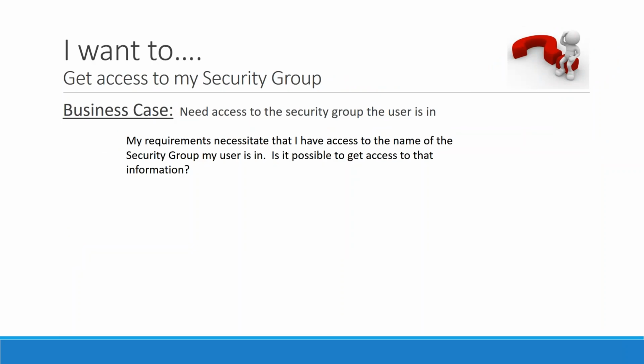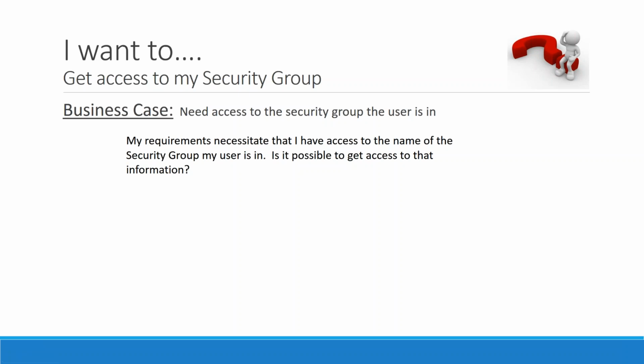So the next thing I have is that I want access to my security group. Cherwell does not store the security group in the user info object. And by the way, I'm not going to show this because I was setting this up right before. I will have this working so I can actually show it after, but I was setting this up directly before we got started here, so I didn't have time to finish this. So I need access to the user group, the security group that the user is in. So my requirements necessitate that I have access to the name of the security group.